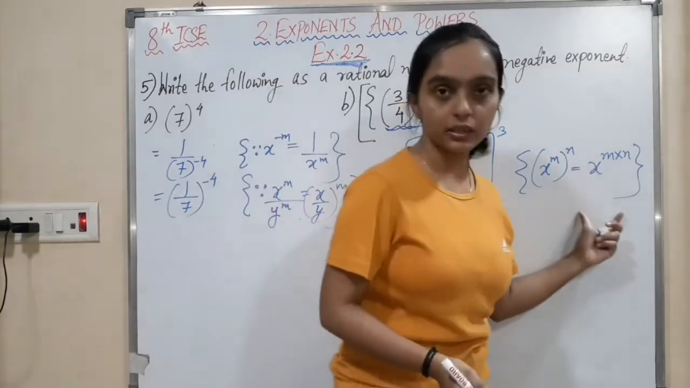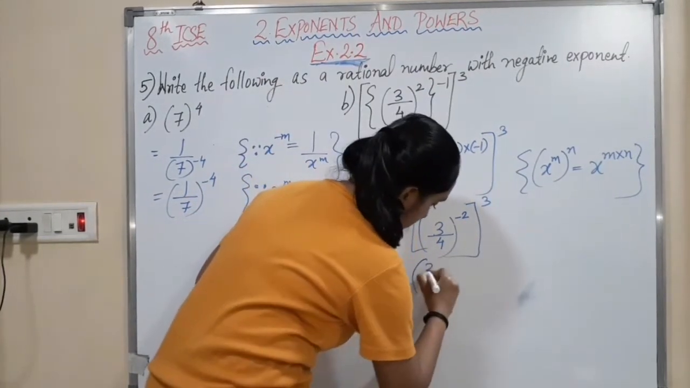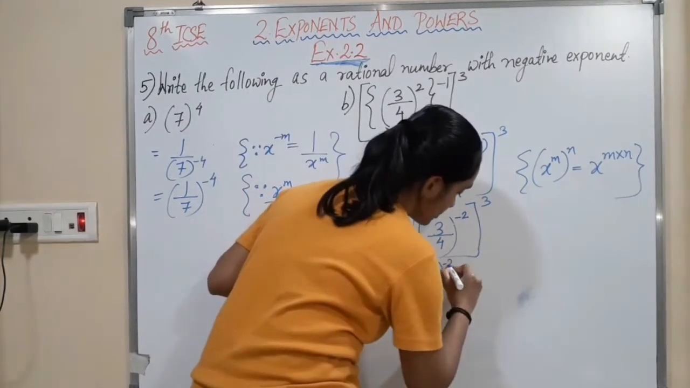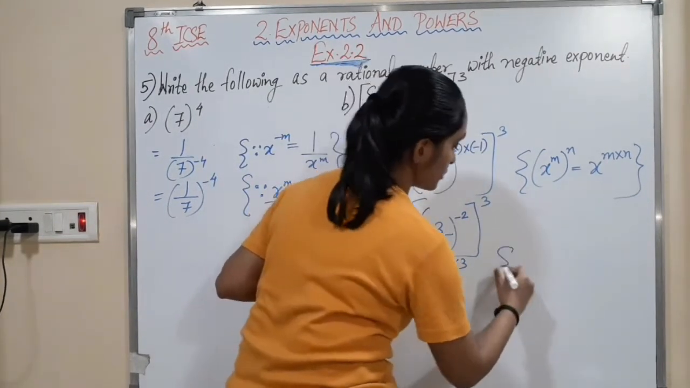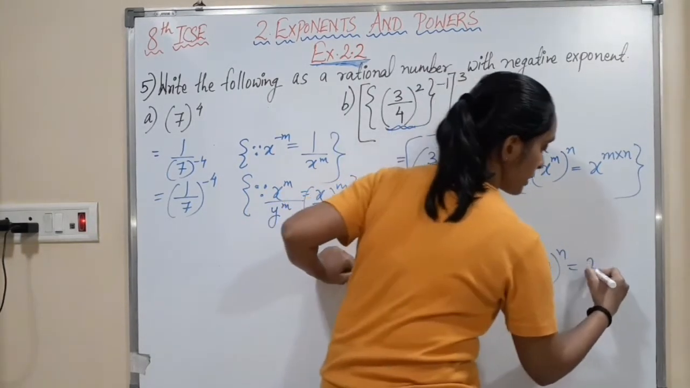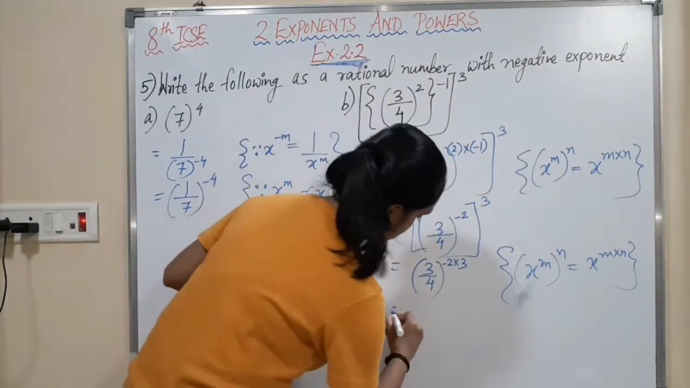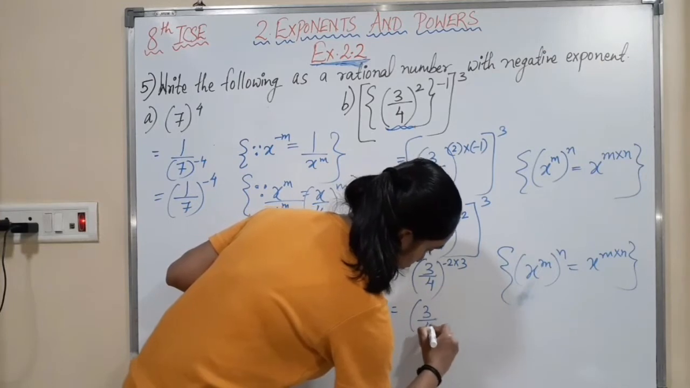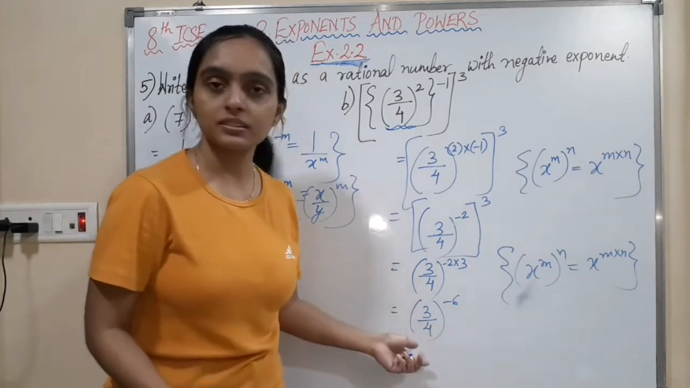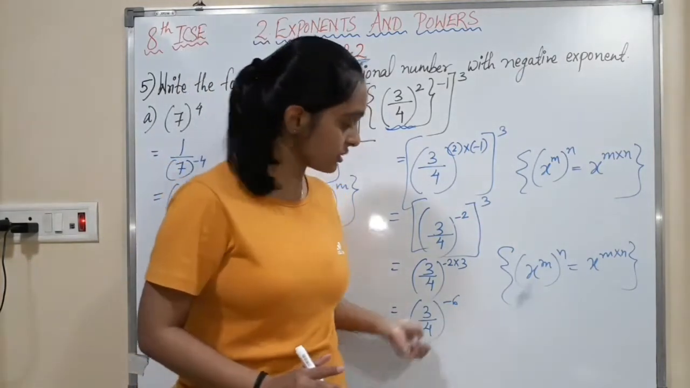Now again using the same law we can multiply these two powers. So you will get 3 upon 4 the whole raised to minus 2 multiplied by 3. Okay, so using the law x raised to m raised to n equals x raised to m multiplied by n, here you will get 3 upon 4 raised to minus 6. So as the answer is already in negative exponent, no need to simplify it further. This will be your final answer.